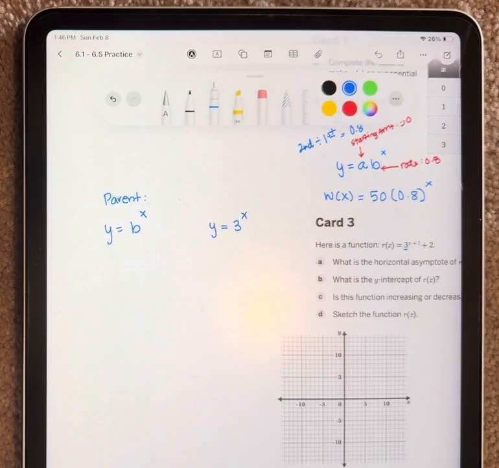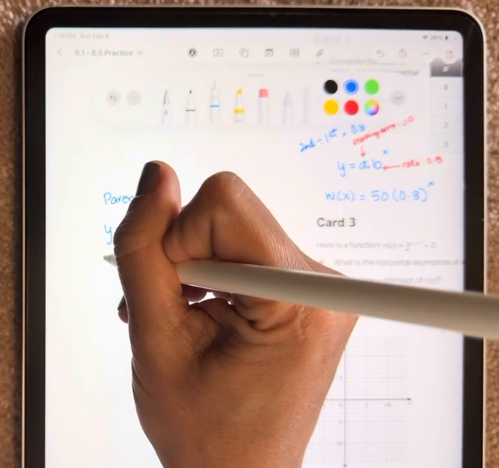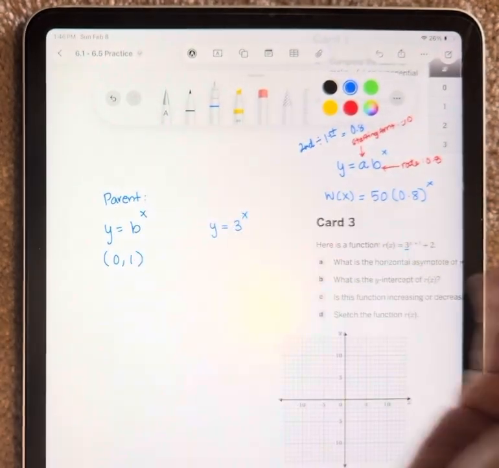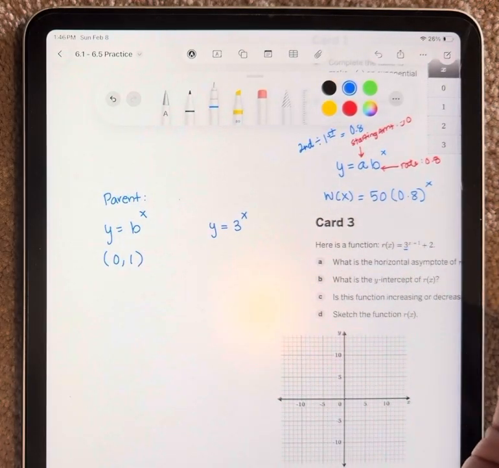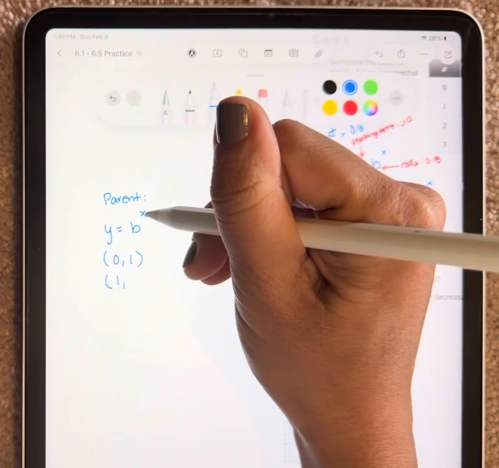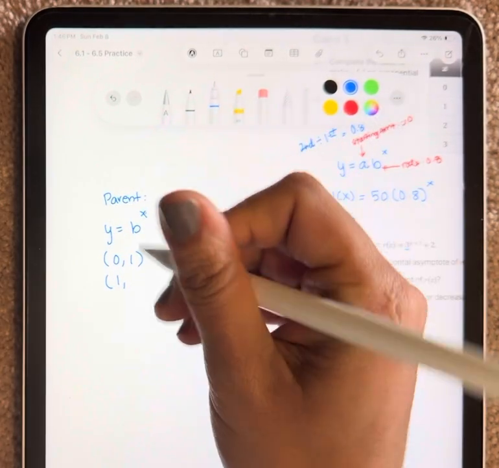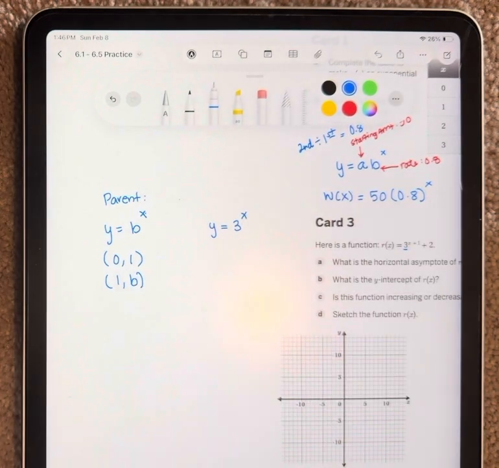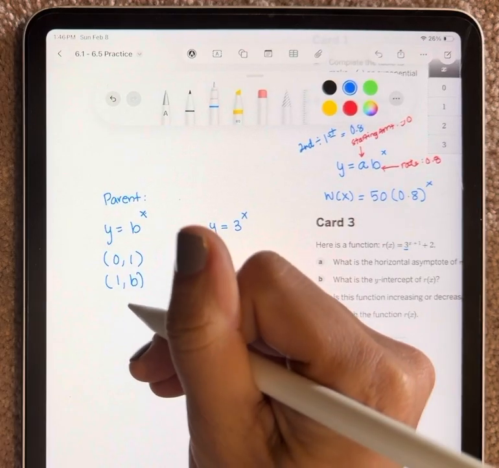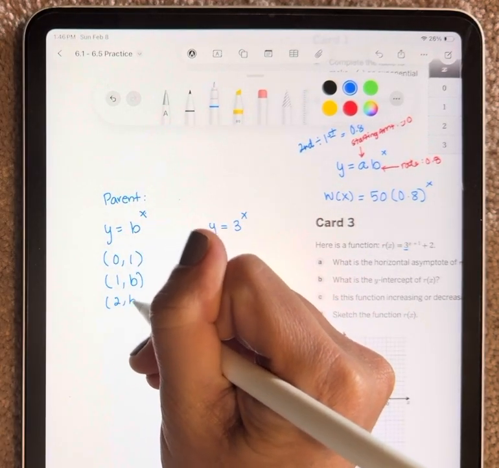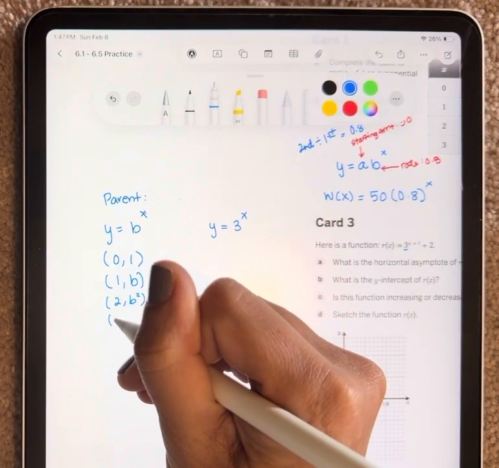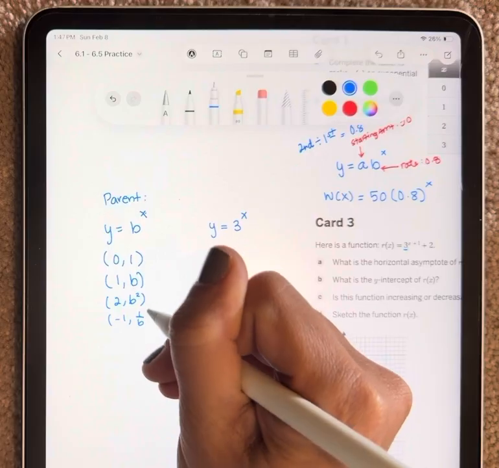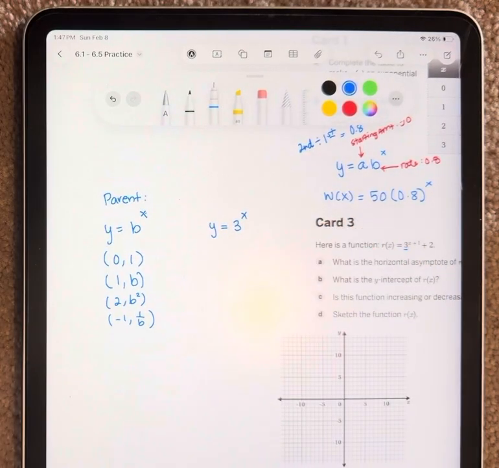You have like 3 points, okay? There's always going to be 0, 1 on the point, because if you plug 0 in for x, it doesn't matter what b is, it comes out to be 1, okay? Then if you plug 1 in for x, anything to the first power is itself. So 1 comma b is also always a point. And then the next one, you could do like 2 comma b squared, or what I like also a little bit is a negative 1 comma 1 over b. These are points that these b to the x's always follow.